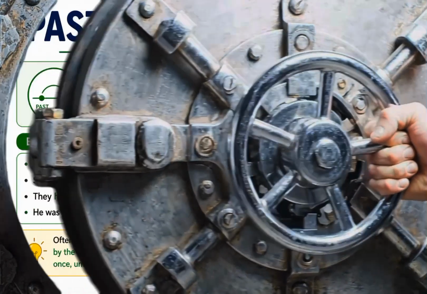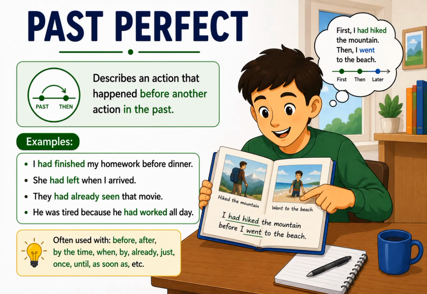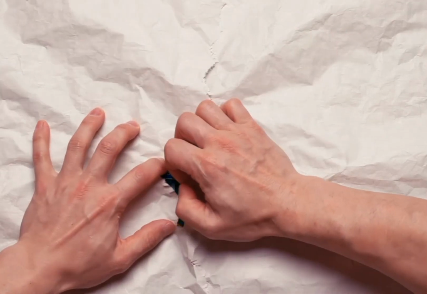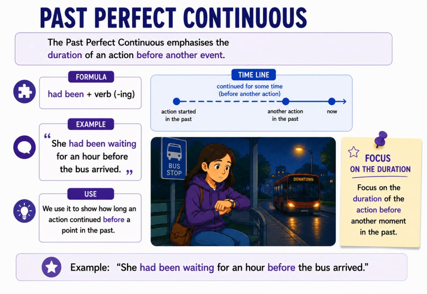The past perfect shows that one action happened before another action in the past. For example, I had finished my work before I went home. The past perfect continuous emphasizes the duration of an action before another event. For example, she had been waiting for an hour before the bus arrived.